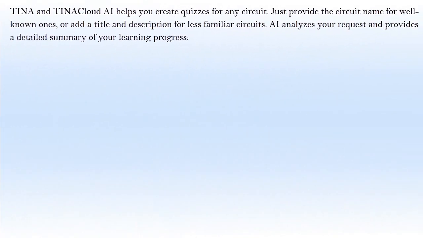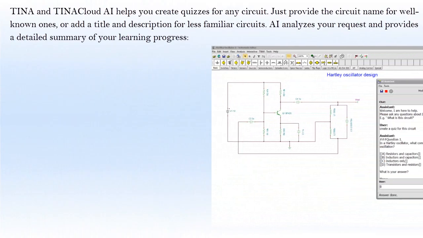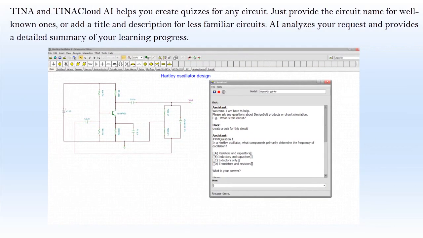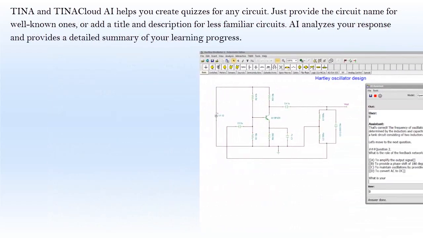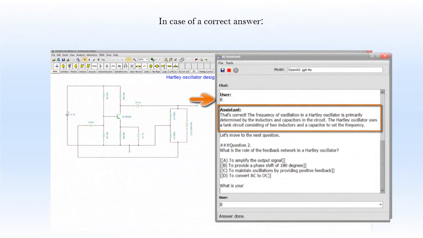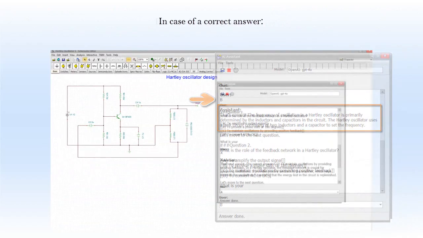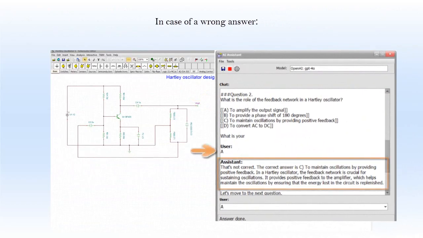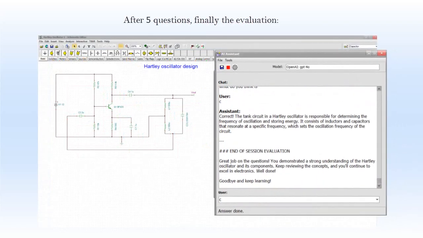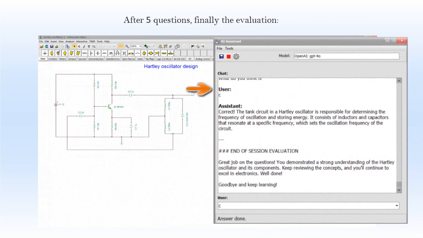TINA and TINACloud AI helps you create quizzes for any circuit. Just provide the circuit name for well-known ones, or add a title and description for less familiar circuits. AI analyzes your request and provides a detailed summary of your learning progress. In case of a correct answer. In case of a wrong answer. After 5 questions, finally the evaluation.